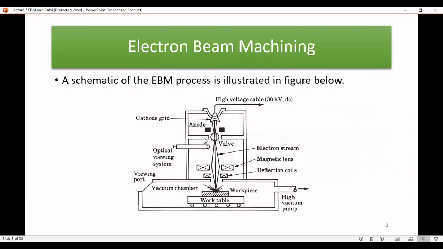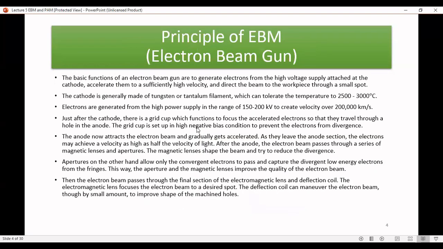The purpose of the negatively biased grid is so that you can control the movement of the electrons, right? If you have a grid on the side, the electrons will focus on a certain area only, because they don't go to the grid side since it's negatively charged. They are now attracted to the electron beam and gradually get accelerated. As they leave the anode section, the electrons may achieve a velocity as high as half the velocity of light. So the electrons will travel at that particular speed.